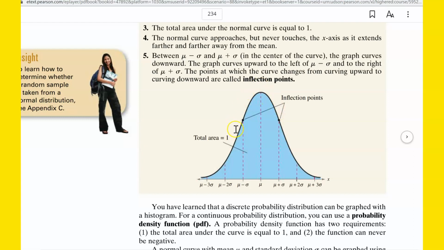But here is a concave down bowl, right? Between here and here. But where does it change? That's called a point of inflection. And the point of inflection would be right here, 1 standard deviation to the left of the mean. And then it's curving down, concave down. Okay, it's an upside down bowl. But then right here, it's a right side up bowl again. Where does it change? Again, this is an inflection point, and this is 1 standard deviation to the right of the mean.